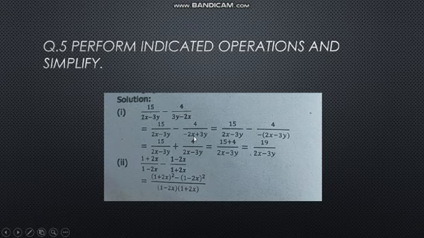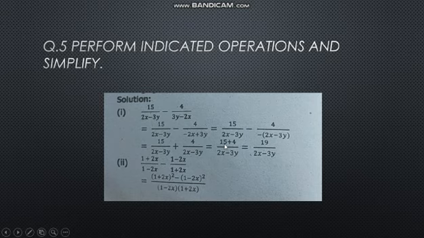After taking the minus common, my next step will be 15 upon 2x minus 3y plus 4 divided by 2x minus 3y. This minus and this minus will multiply each other and become plus. So here I can take the LCM easily, which is 2x minus 3y. When I take the LCM 2x minus 3y, my answer will be 15 plus 4.